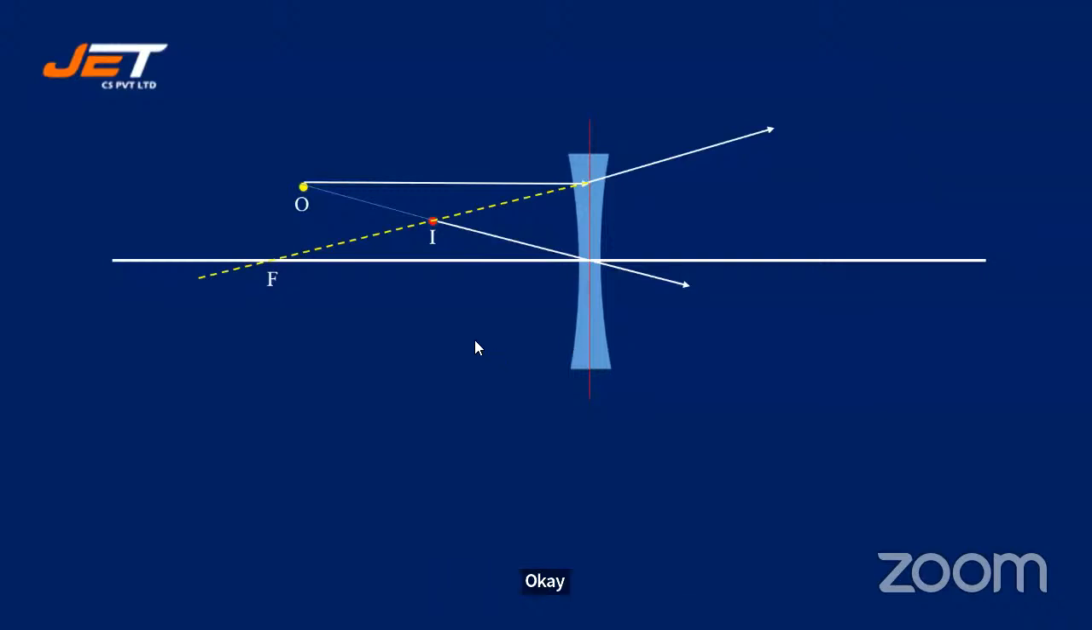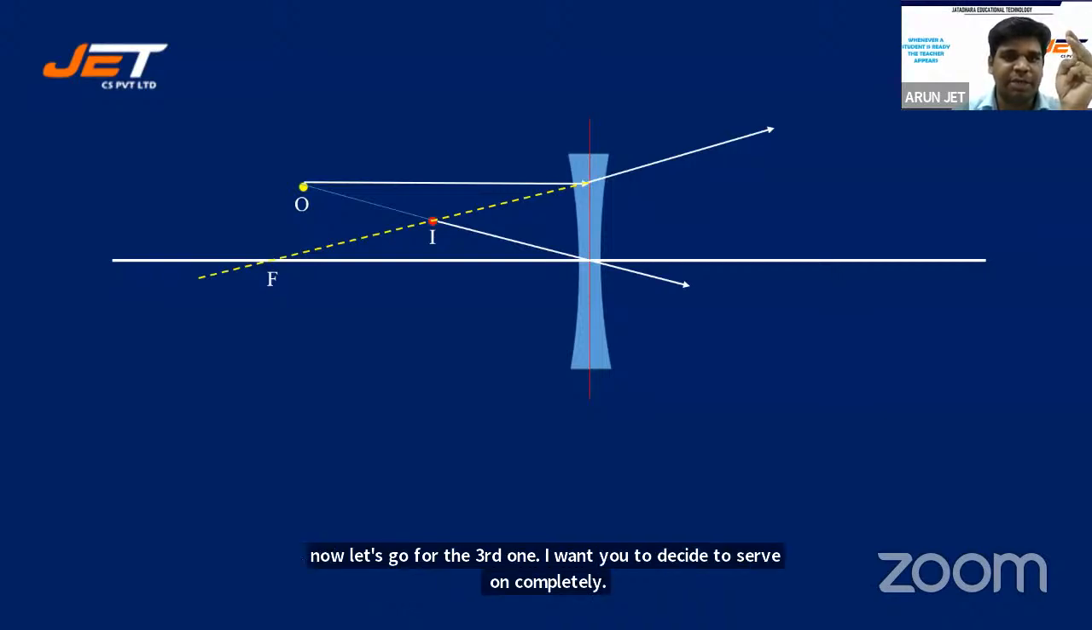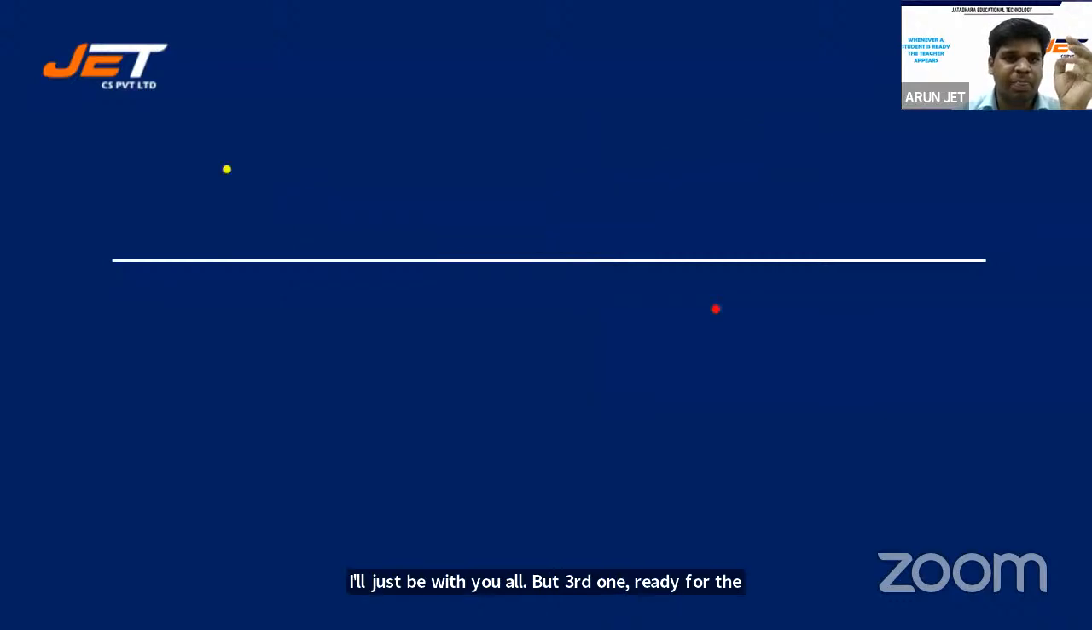All right. Now let's go for the third one. I want you all to decide the third one completely. I'll just be with you all. But third one, ready for the third one? All right, here's the third one, students. Object is over here, image is over here. Red dot is the image, yellow dot is the object.